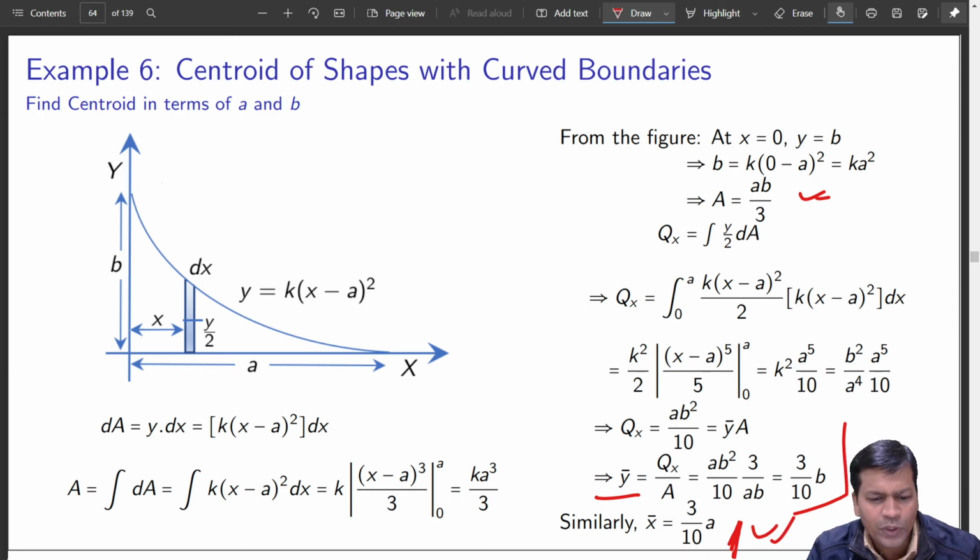Every time you don't need to do it both ways. In these types of cases, you can directly write it like this. By symmetry, if you replace x by y, everything will be similar. So that is how this has been done, or you can do it by integration, doesn't matter. Hope you got it till here.